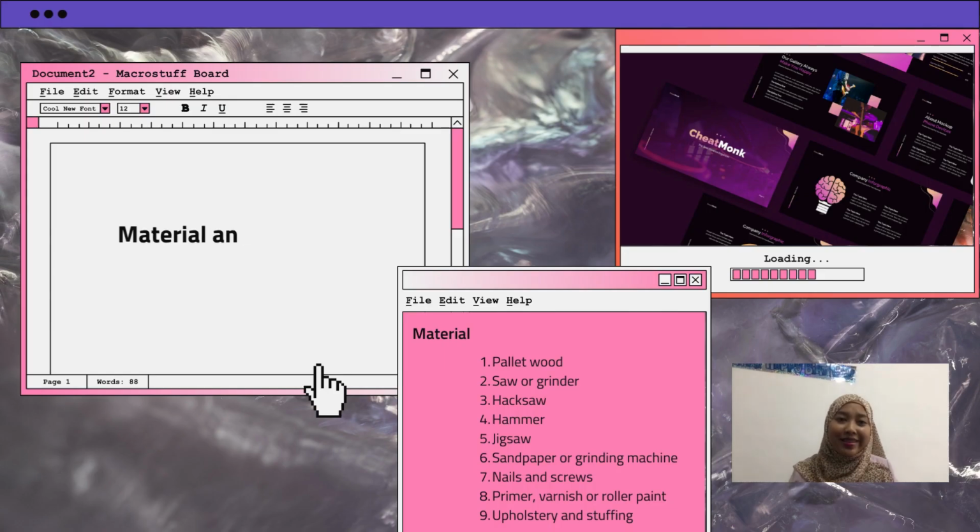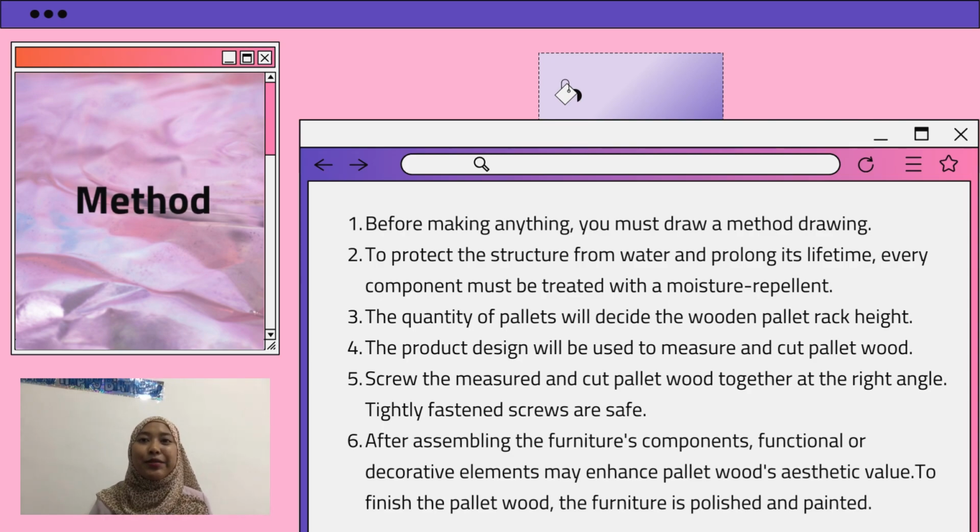I will present about the materials used for pallet furniture. First is pallet wood, second is saw or grinder, third is hacksaw, fourth is hammer, then a leak saw, sandpaper or grinding machine, nails and screws, primer, varnish, roller paint, and the last one is upholstering and stuffing.